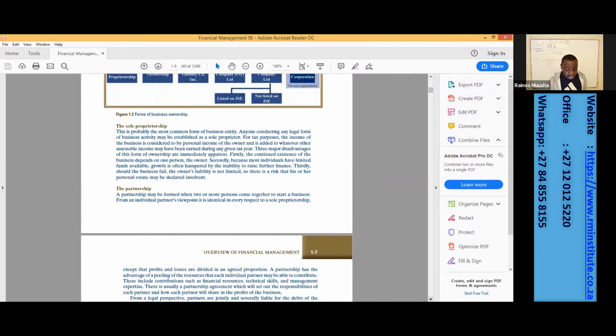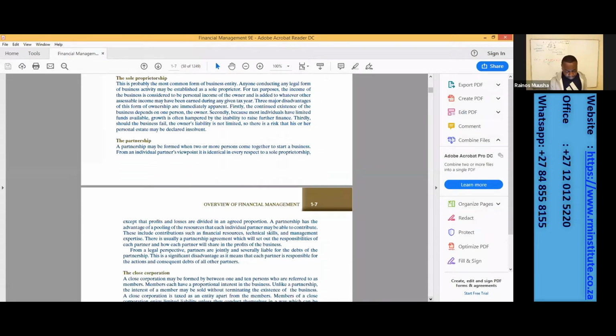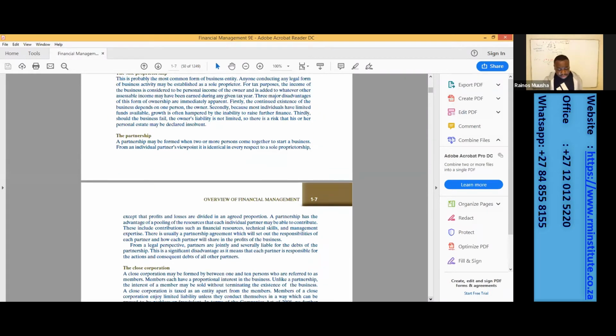So which basically means that's why they say that there's no separation between the business and the owner of the business, mainly because the owner of the business is basically doing everything there as well. And this also comes with its own advantages and disadvantages as well. So please make sure that you take note of them, although it's not something that I would say would be highly examinable.